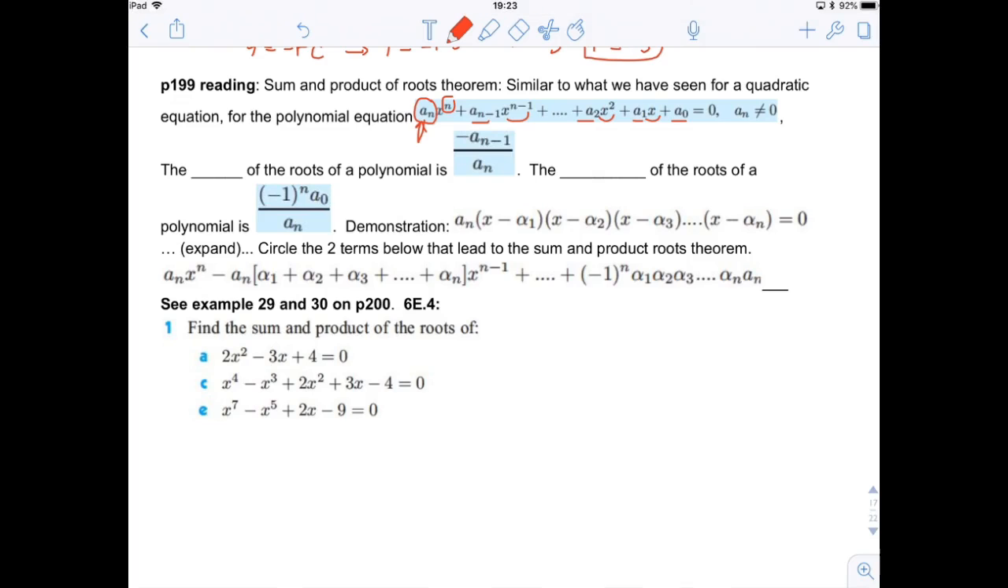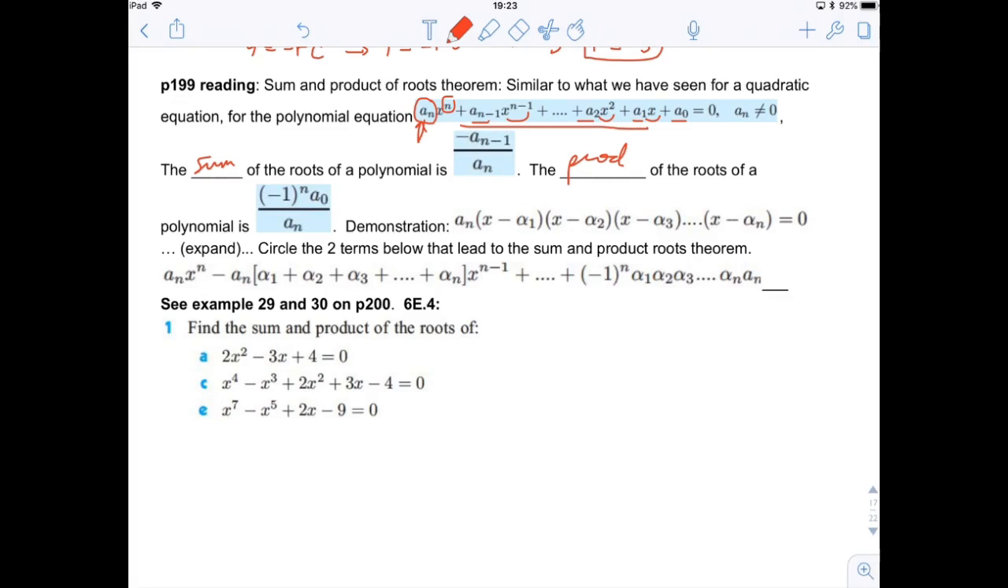The sum of the roots of a polynomial is negative a subscript n minus 1 divided by a subscript n. The product of the roots of a polynomial is negative 1 to the nth times a subscript 0 divided by a subscript n. Demonstration.